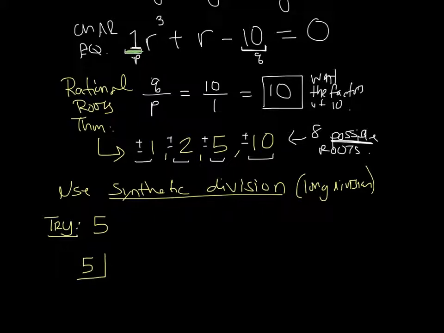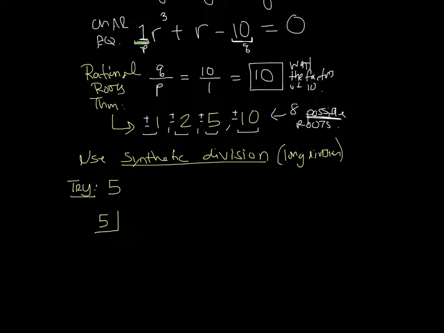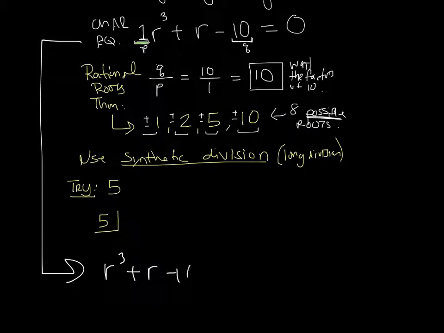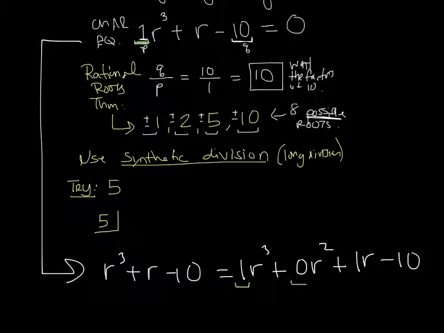Let's actually rewrite this. So this is fine. I want to write this again. So you have r cubed plus r minus 10. That's really 1 r cubed, we know that. But we're missing an r squared, so we have to write it in, plus 0 r squared, plus, of course, 1r minus 10. So we want to use these coefficients. So I'm going to write 1, 0, 1, and negative 10.